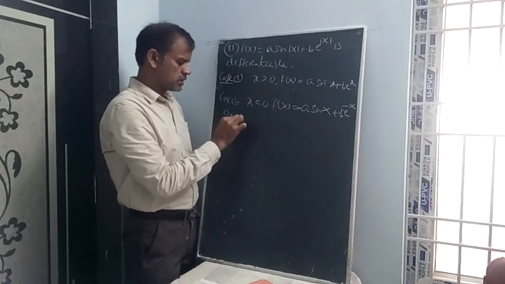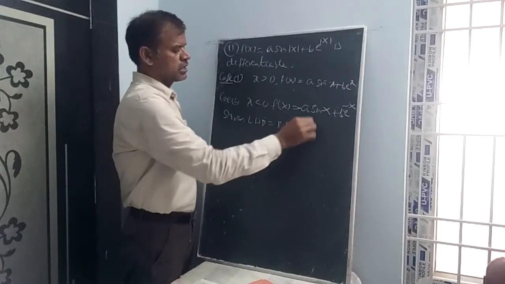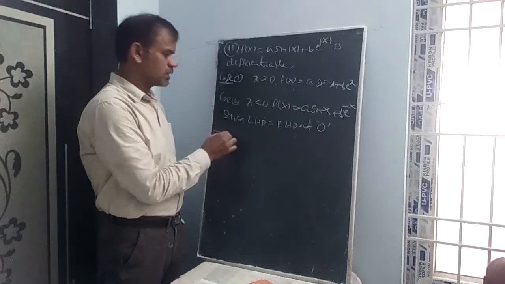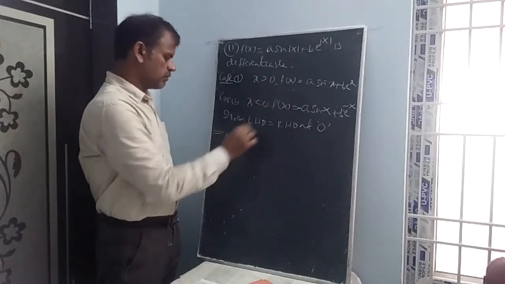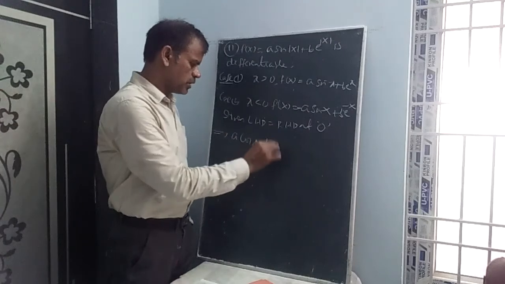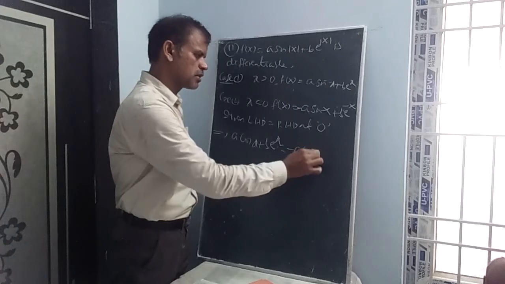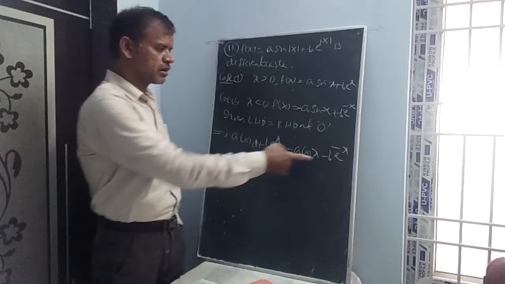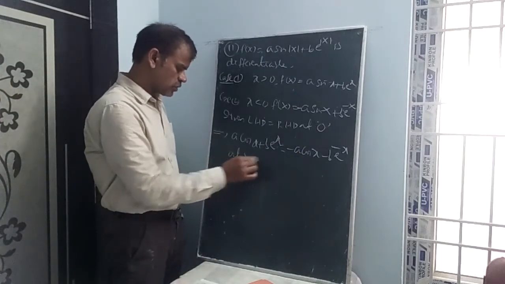Given it is differentiable, LHD is equal to RHD at x equal to 0. So that implies f dash of 0 minus equal to f dash of 0 plus. Now take the derivative here: a cos x, because the derivative of sin x is cos x, plus b e power x, since the derivative of e power x is e power x only, is equal to minus a cos x minus b e power minus x, with the internal derivative minus 1 included. Put x equal to 0.